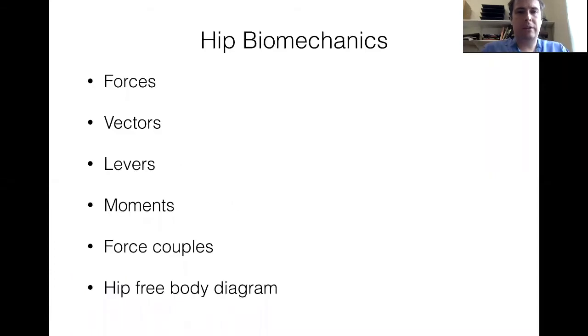So in order for us to work up to drawing a correct hip free body diagram, we first need to know a little bit about forces, vectors, levers, moments, and force couples. So I'll be going through each of these individually, and then finally be ending on drawing a hip free body diagram and using that in different scenarios.